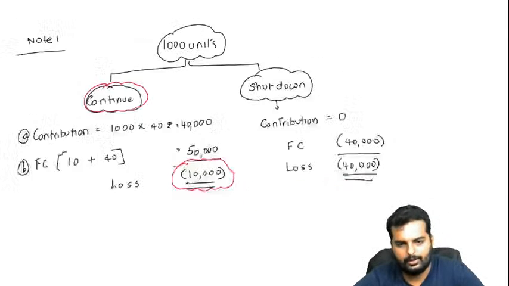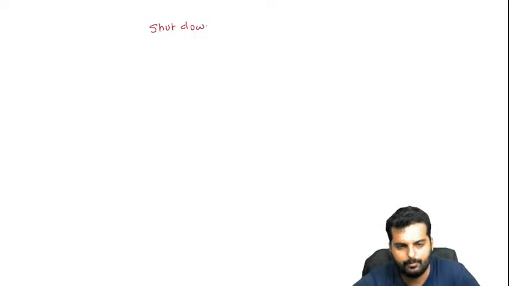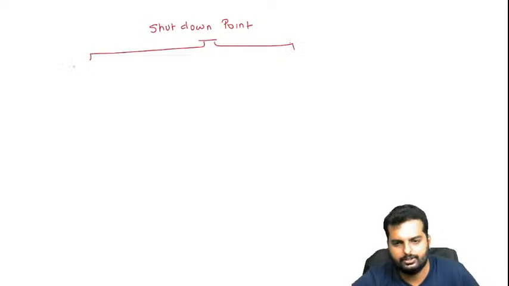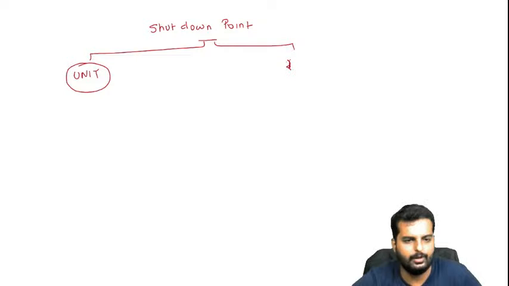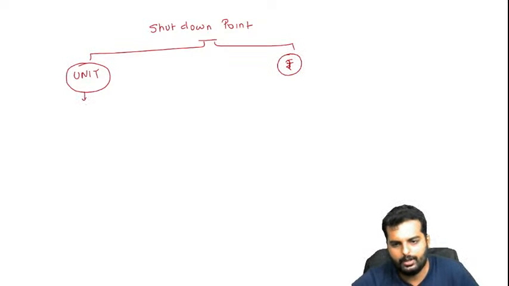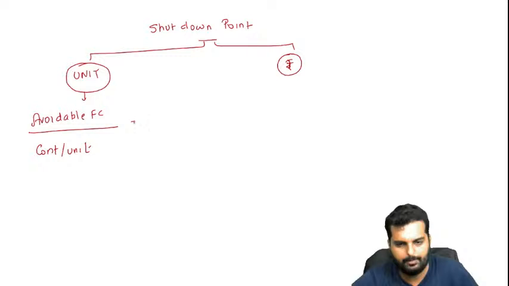Alright friends, I'll now explain and give you the formula. Shutdown point can be found out in two methods: in units or in rupees. For units, the formula is avoidable fixed cost divided by contribution per unit. In our case, the avoidable fixed cost is 10,000 divided by 40. You would get the answer as 250 units.